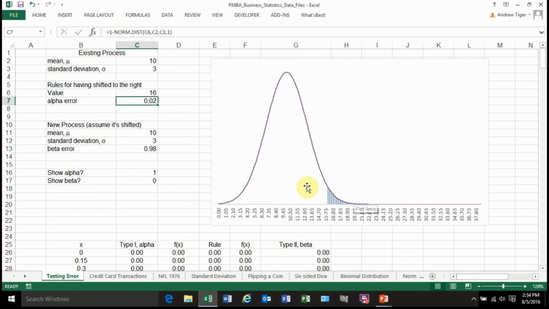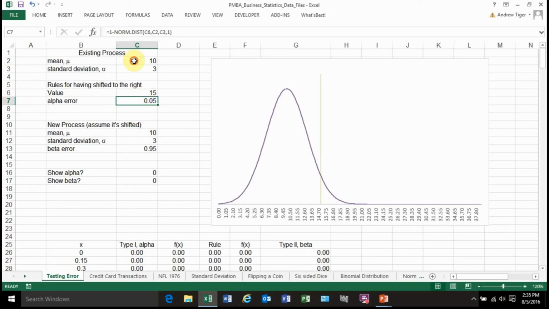So if I set up a rule and say, well, I'm only going to investigate if I get a number that's higher than 16, that means 2% of the time I'm going to go investigate, and in reality there's nothing wrong. Okay? So that's a type 1 error. But keep in mind that there's also such a thing as a type 2 error. A type 2 error is when the process has shifted. It's moved, okay? It's shifted to the right.